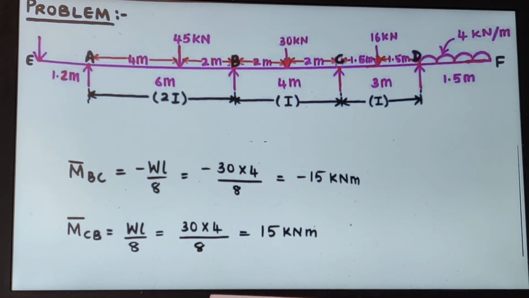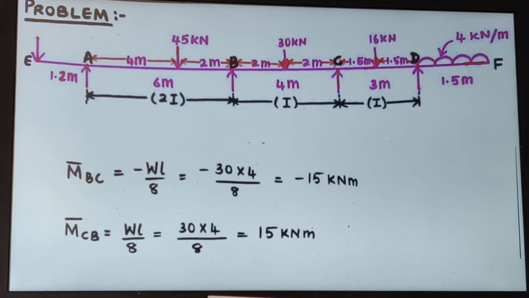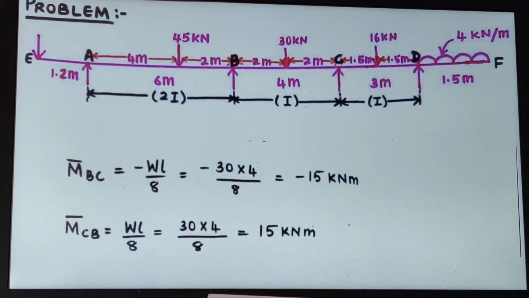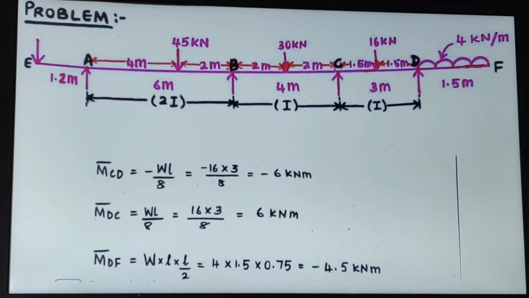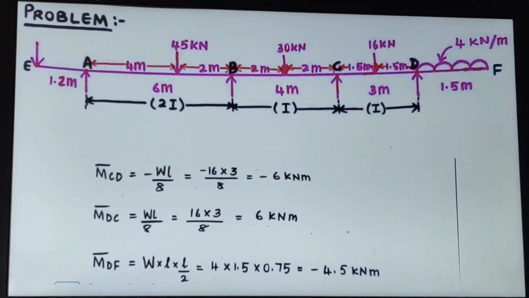Going to the other span BC, again it's a point load at center span, so you will have minus WL by 8, that will be minus 30 into 4 by 8, you will get minus 15 at B, and at C you will get again 15 kilonewton. Similarly for CD, using the formula you will get minus 6 kilonewton and positive 6 kilonewton.